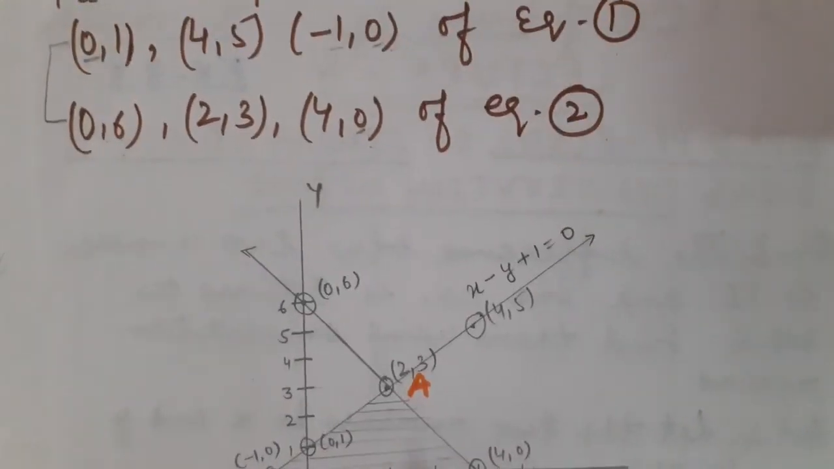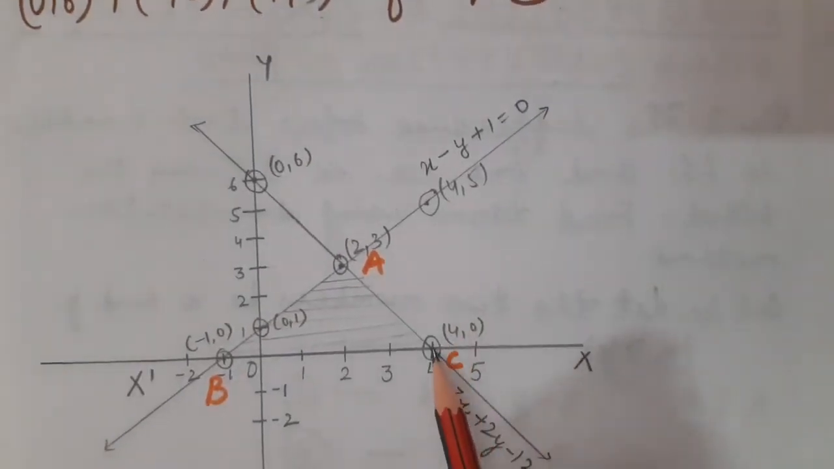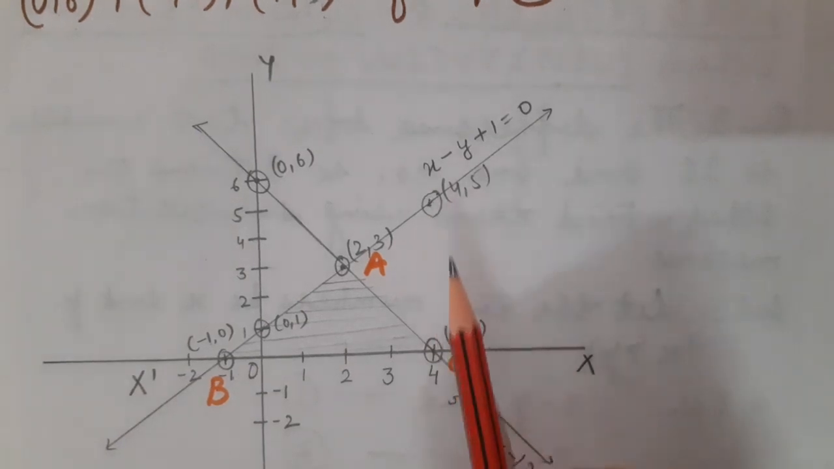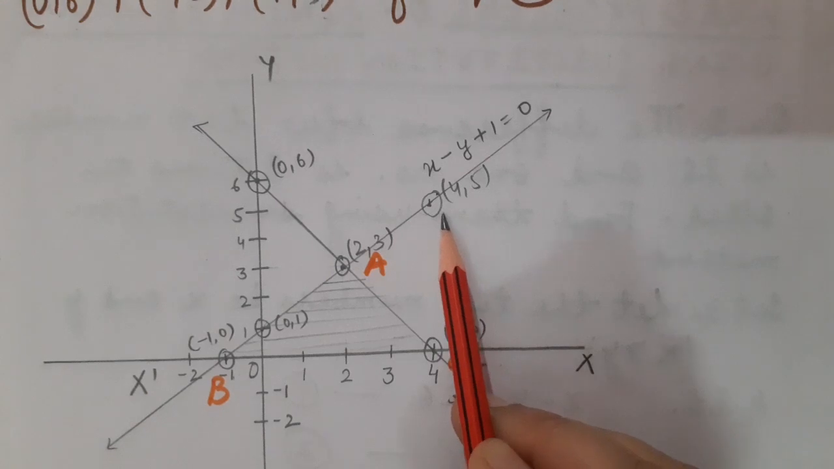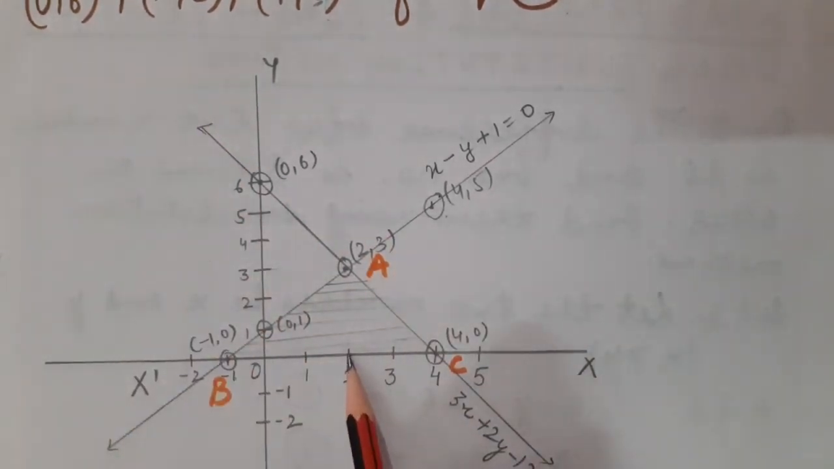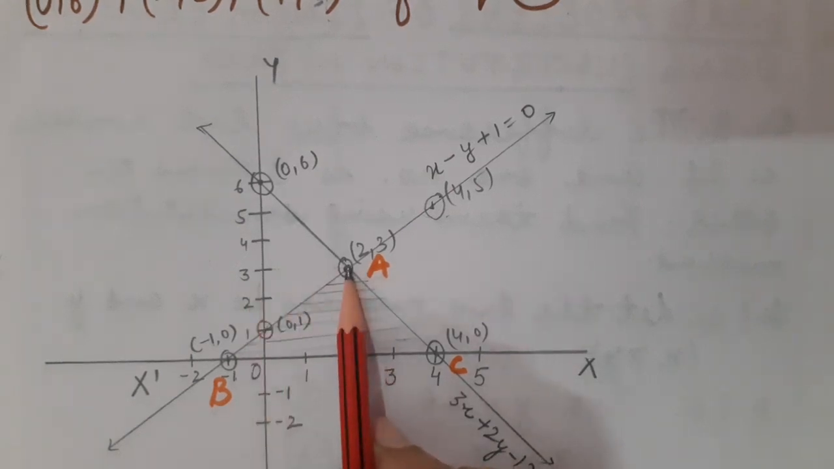And next two are 4, 5. So how to go for 4, 5? 4 will be the x coordinate, and what would be the 5? 5 will be the y coordinate. This would be abscissa, this would be ordinate. So here I have plotted 4, 5. Next is 2, 3. For 2 definitely abscissa will be 2, and 3 will be ordinate. Clear children?